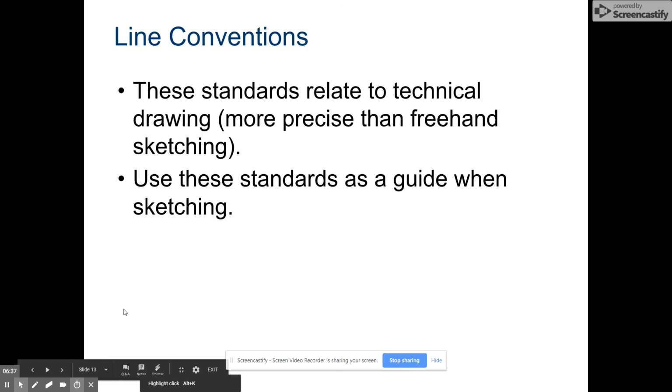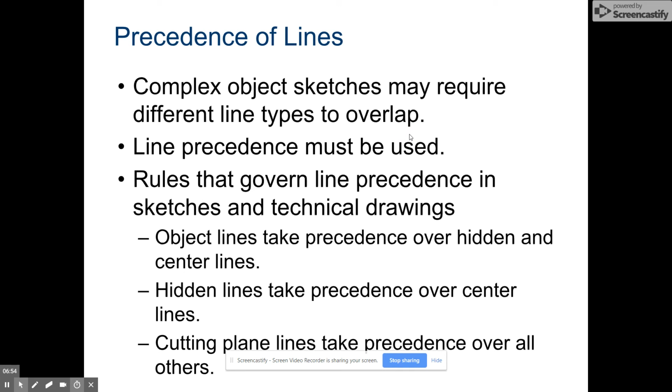And then what else do we need to know? We use these as guides when sketching. So line conventions kind of help us detail different things. It's universally understood. So it's really important that you understand the names for the different line conventions and when they're used. And then there are certain precedents. So like, let's say I have an object line and a hidden line in the same space. Object line is going to win, meaning I'll actually not draw the hidden line if there's supposed to be an object line there. Same with hidden lines over center lines.